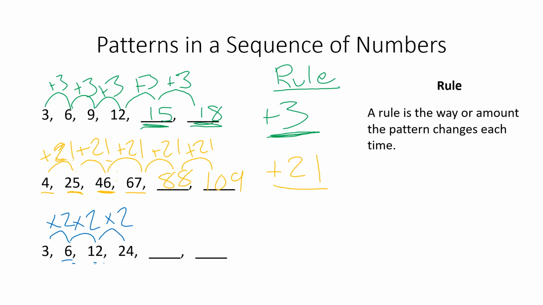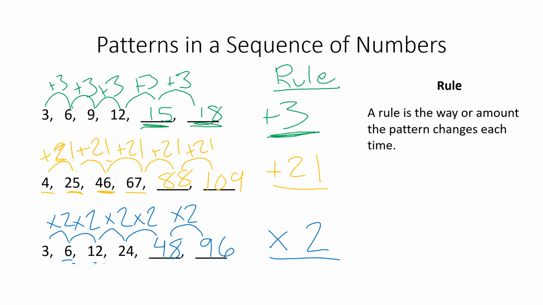Then I'm going to keep going. I know that my rule is times 2 for this bottom sequence of numbers. So now I'm going to do 24 times 2 equals 48. That's the next number in my pattern. And then I'm going to continue the pattern by doing 48 times 2. 48 times 2, just like doubling it, would be 96.